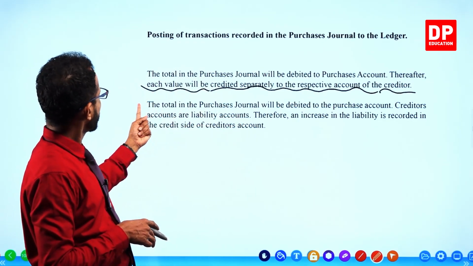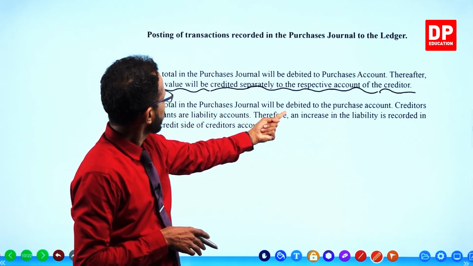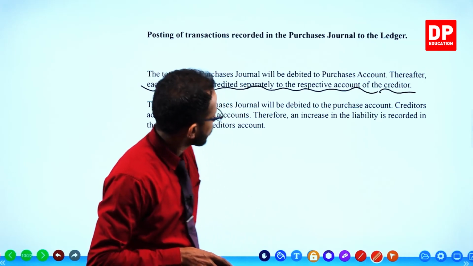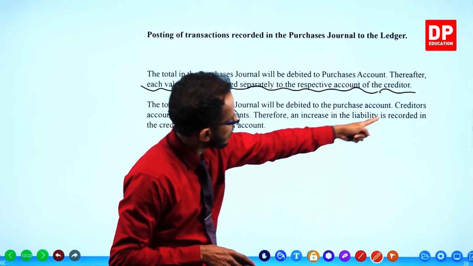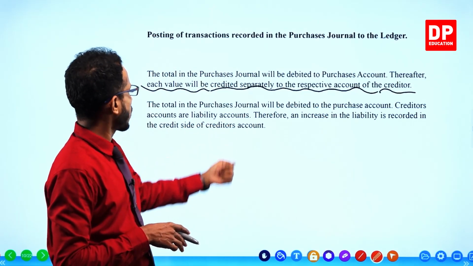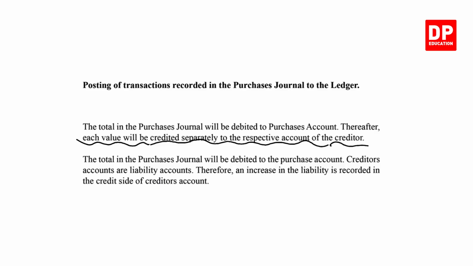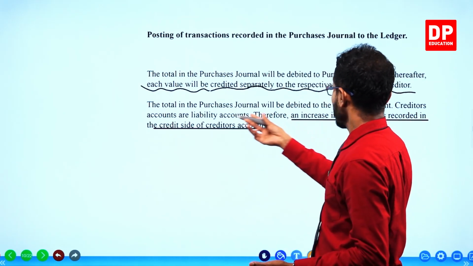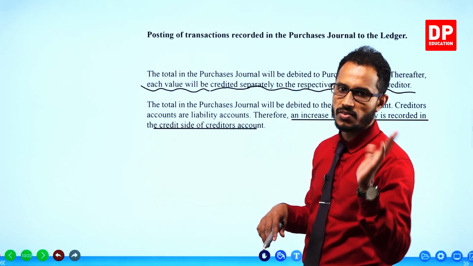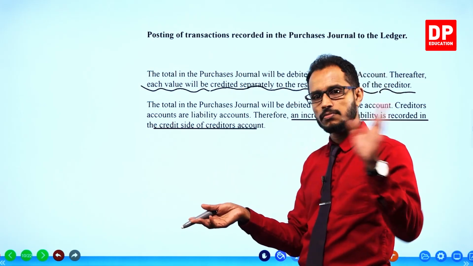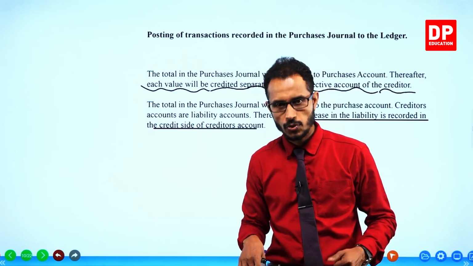Again, the same thing, right? The total in the purchase journal will be debited to the purchase account. Creditors' accounts are liability accounts. Therefore, an increase in liability should be recorded in the credit side. So all creditors' accounts are credited. Purchase is debited.